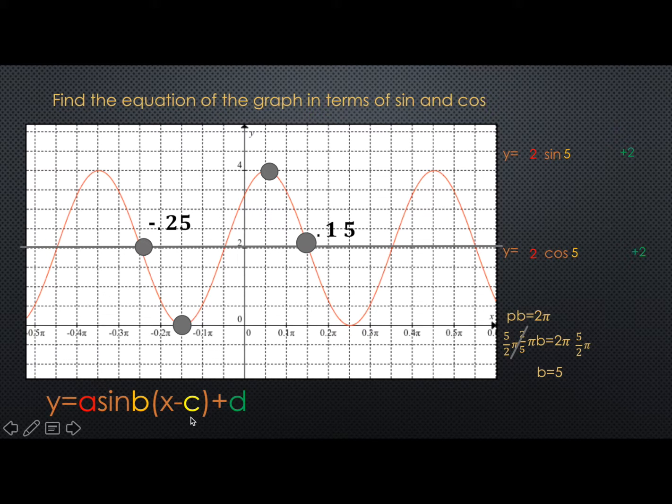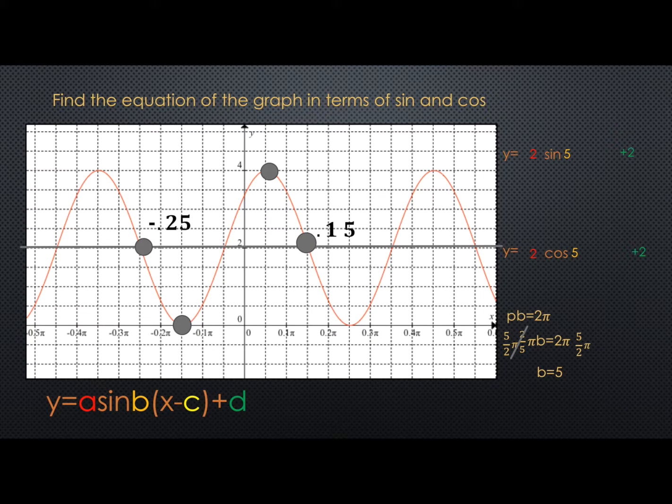Lastly, we need to find the c value. This is where the two graphs differ. There could be many solutions for the left or right shift. Sine graphs start in the middle, so we could use this point, or this point, or this point, and so on. Since we already figured out this dot, let's use that as our c value. As a fraction, this is negative 1/4 pi.